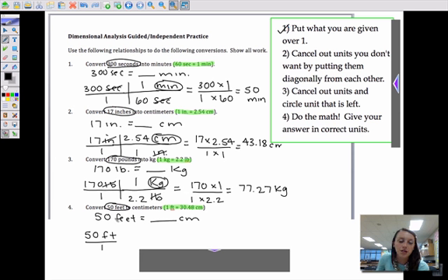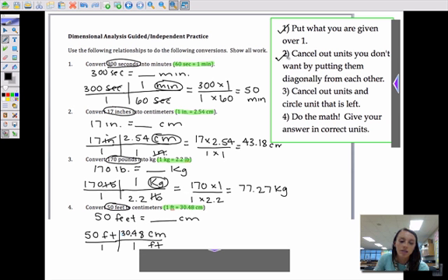I'm going to cancel out the units I don't want by putting them diagonally together. So if I have feet here and I'm trying to go to centimeters, then I need to put feet on the bottom. So it'll be a top and bottom, so they're diagonal from each other. So they'll cancel out later. I can go directly from feet to centimeters in one step because I'm given that conversion factor. So in 1 foot, there's 30.48 centimeters.